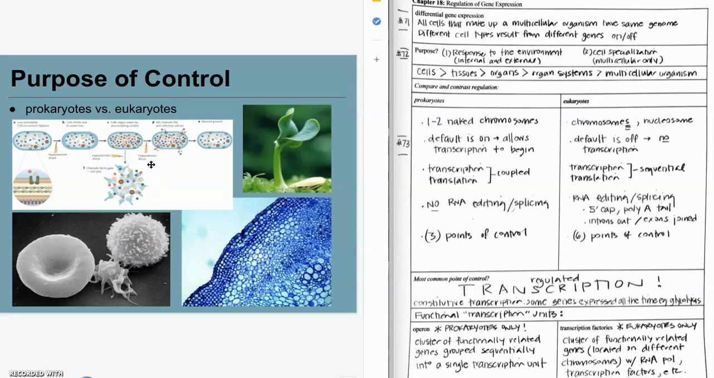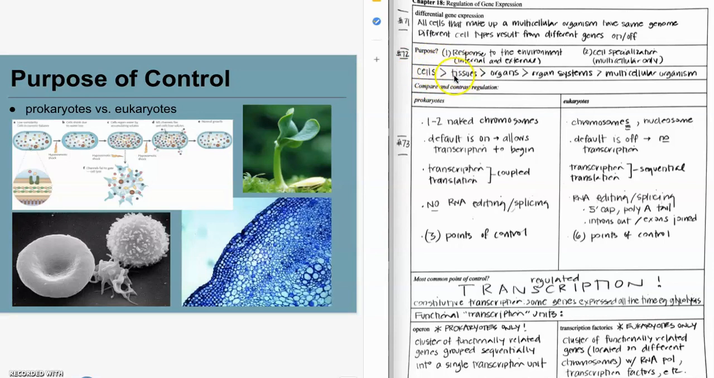But the purpose of control of gene expression, like I mentioned just a moment ago, in multicellular organisms is for cell specialization. So we've got two different purposes depending on whether or not we're talking about multicellular or unicellular organisms. Now, if we think about how cells are organized, just for a minute, or how multicellular organisms are organized, the hierarchy of organization: remember that we start with cells, that's the most basic unit of structure and function of all living organisms.